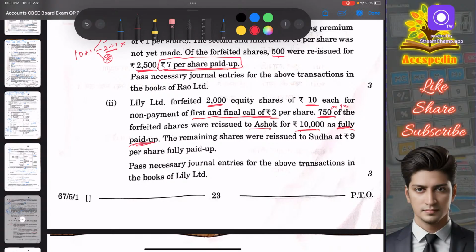So 2,500 extra we are receiving, which is the securities premium. Remaining shares were reissued at 9 per share as fully paid up.